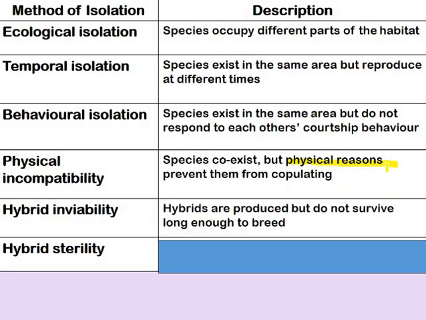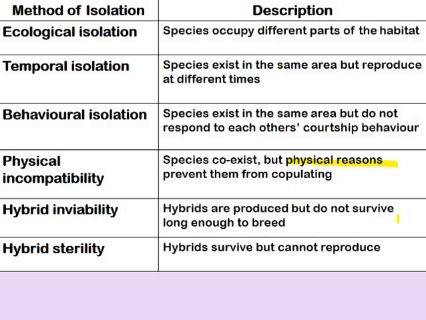Then we have hybrid inviability, and that's when we can produce a hybrid. So the two species do breed, but the hybrids themselves, the offspring, cannot survive long enough to breed. And finally, hybrid sterility, which is when, again, two species form a hybrid, but they cannot reproduce. Classic example is a horse and a donkey. They produce the hybrid, which is a mule, and the mule cannot reproduce to have its own offspring.